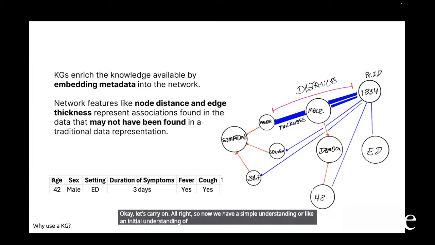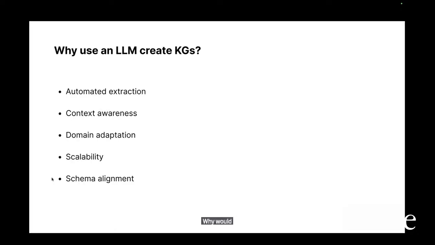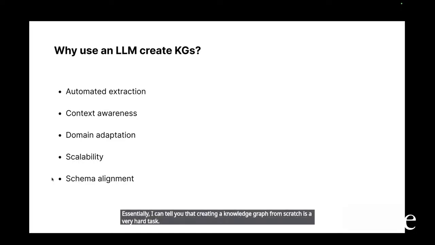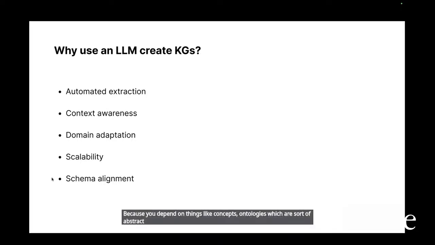All right, so now we have an initial understanding of what knowledge graphs are, how they are useful, etc. Why would we use a large language model to create a knowledge graph? Essentially, creating a knowledge graph from scratch is a very hard task, because you depend on things like concepts and ontologies, which are abstract and take a lot of time to get something that works and is consistent.